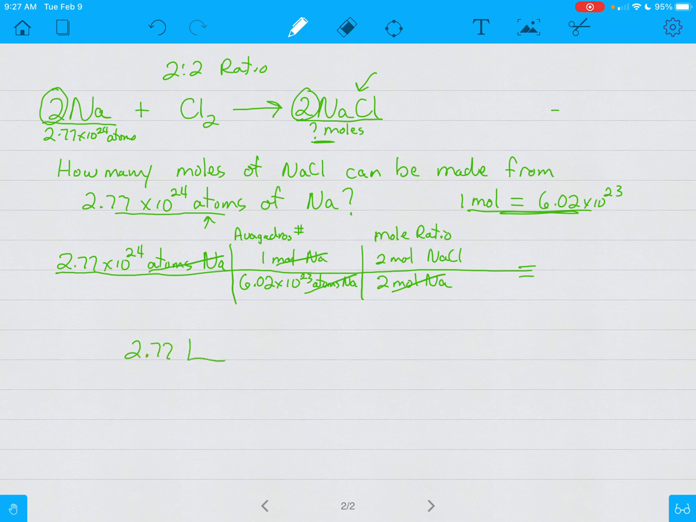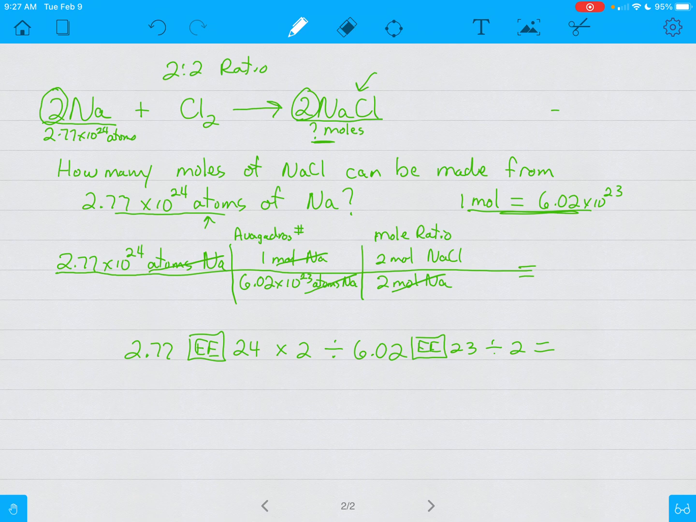2.77, and then I'm going to use my EE key, and then I'm going to type in 24 times 2 divide by 6.02, that EE key again, 23, and then divide by 2, equal button. And that's how you put it in.